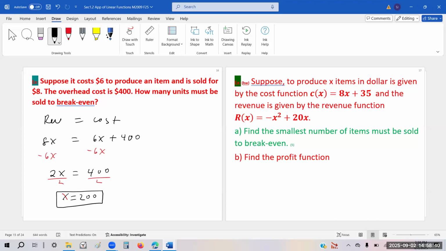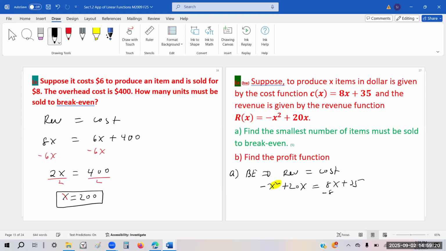So for A, it says do the break even. So break even, we know it's revenue equals cost. Our revenue is negative x squared plus 20x. Our cost is 8x plus 35. Anytime you see highest degree square or cubic function or anything bigger than 1 degree, try to bring everything to one side because your goal is to see if you can factor anything.